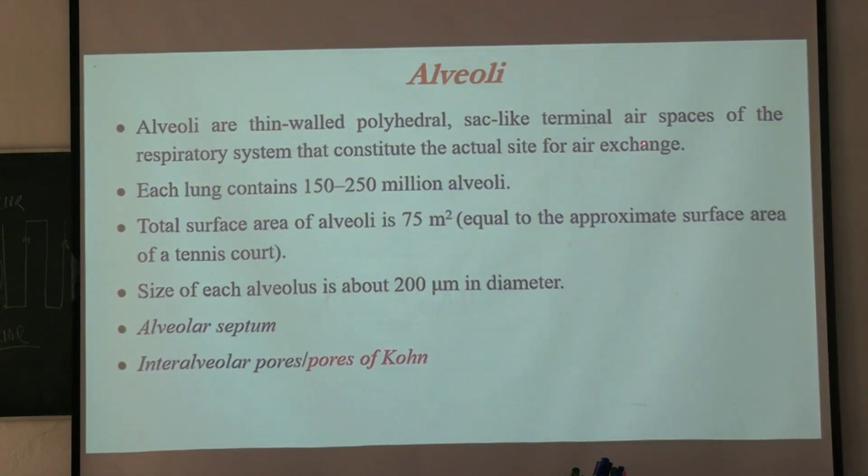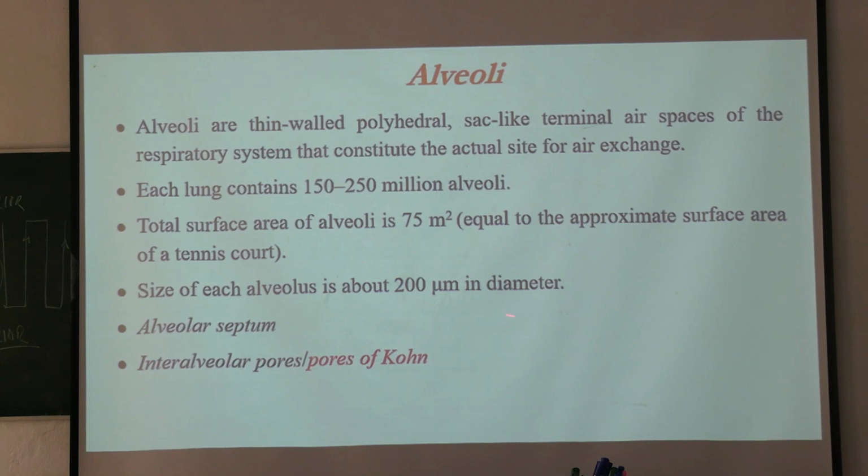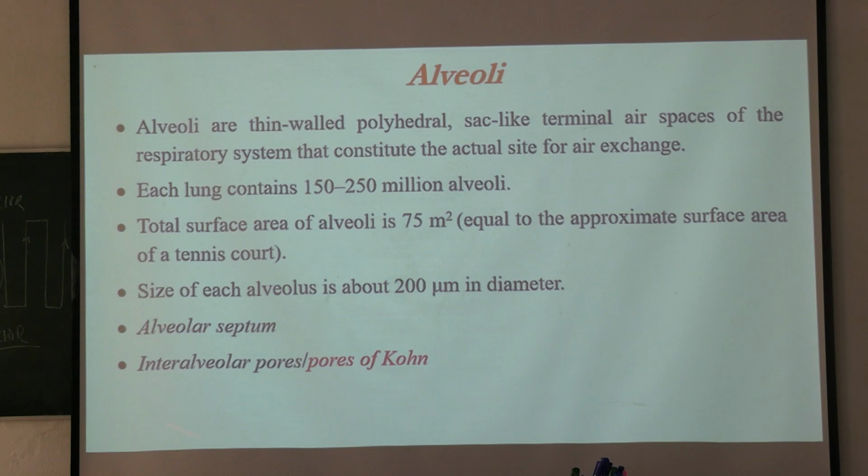Next we go to alveoli. Alveoli are thin-walled, polyhedral, sac-like terminal air spaces of the respiratory system that constitute the actual site for air exchange. Each lung contains about 150 to 250 million alveoli. Okay, this number is important for viva. Total surface area of alveoli is 75 meters square, approximately the surface area of a tennis court. Size of each alveolus is about 200 micron in diameter. There is an alveolar septum between the two alveoli, and interalveolar pores are known as pores of Kohn.